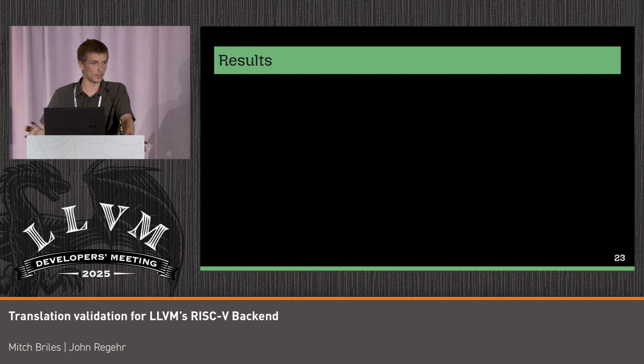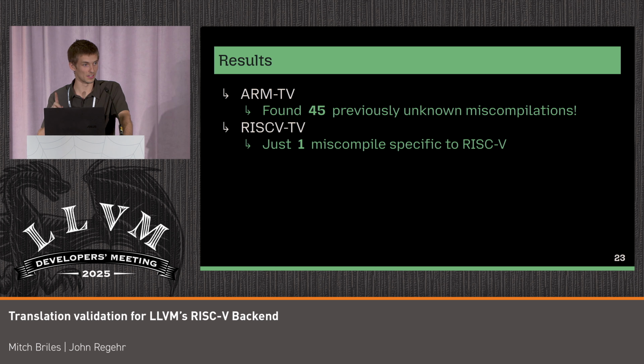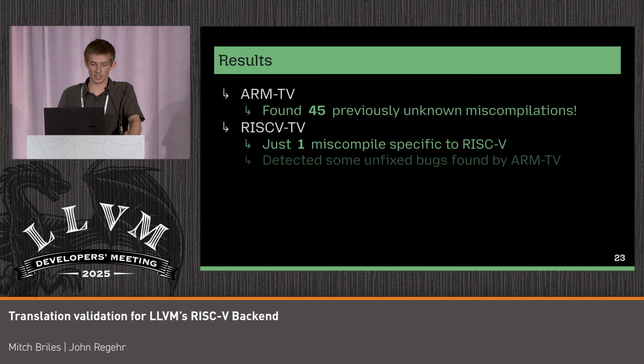So what are the results from doing all this testing? Well, ARMTV was a big project. It had a bunch of people involved, and the paper just got published. And we found 45 previously unknown miscompilations in the AArch64 backend. What about RISC-V-TV? Well, we found just one miscompile that's specific to RISC-V. That's pretty interesting, but it's a little misleading because we also detected some unfixed bugs found by ARMTV, and we're just trying to avoid double counting here.